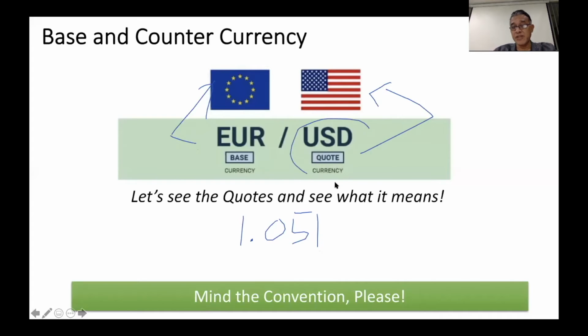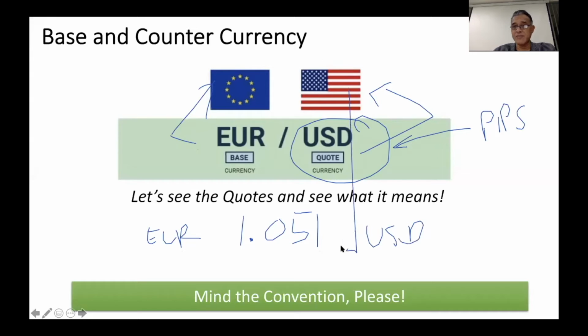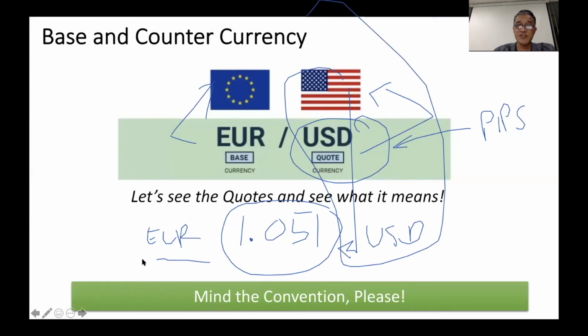You really need to look at the quote here, because when you talk about pips or percentage in point, which is how you measure the Forex movement, it is usually in the quote currency. So 1.051 is the exchange rate between the euro and the USD here. What it means is this: 1.051 USD is equivalent to 1 euro. That's all it means, okay?